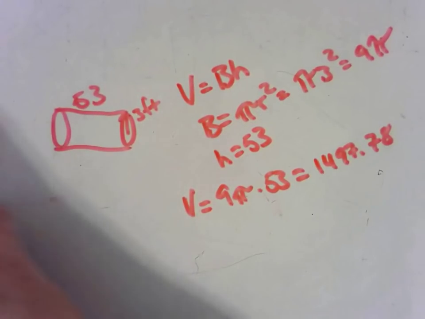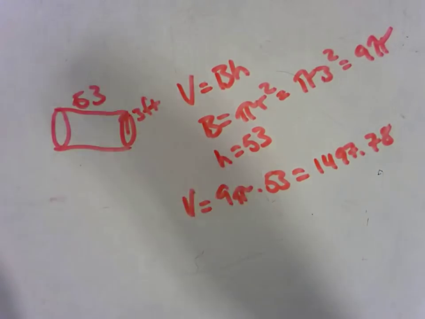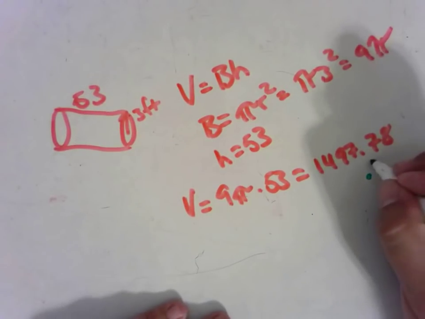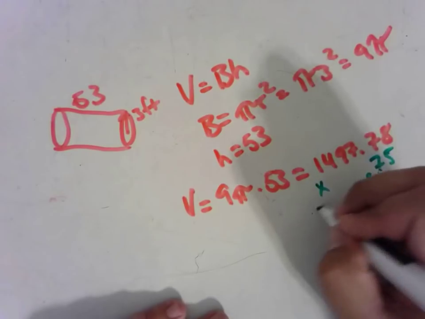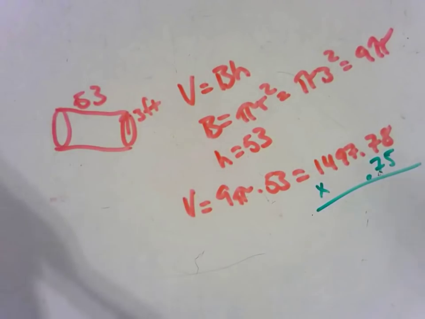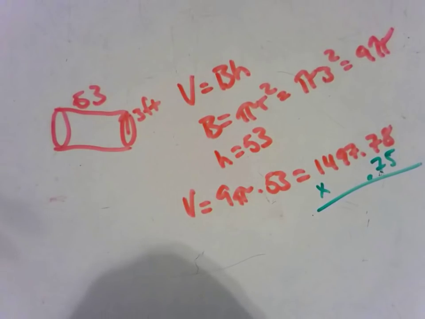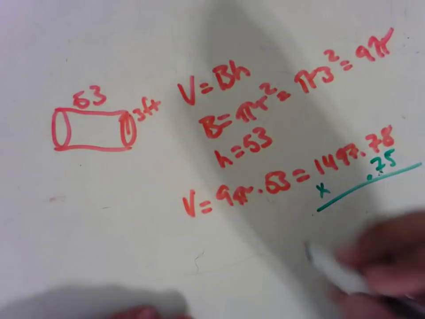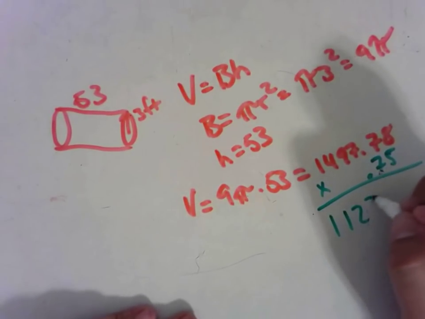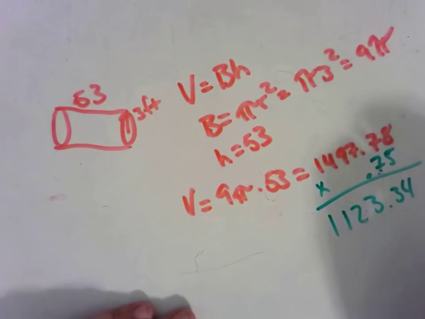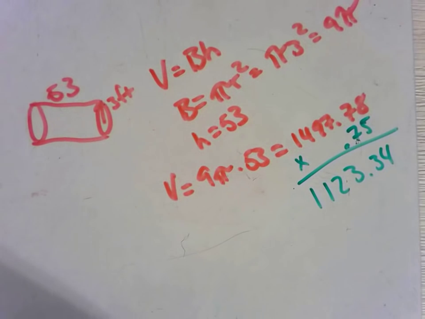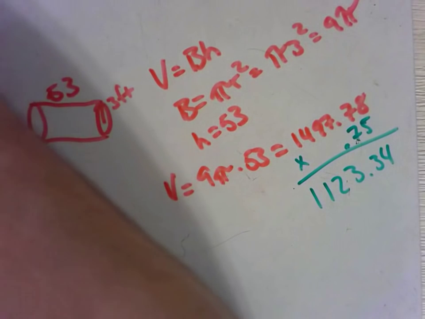Doesn't want the entire tanker. It says the tank's 75% full, so I have to multiply this by 0.75. You're multiplying it by your decimal. Don't multiply it by 75. Multiply it by 0.75 to give you a final answer of 1,123.34 cubic feet of gas in that tank.